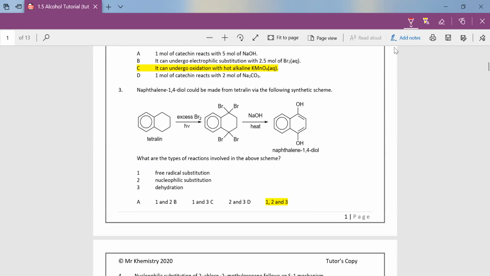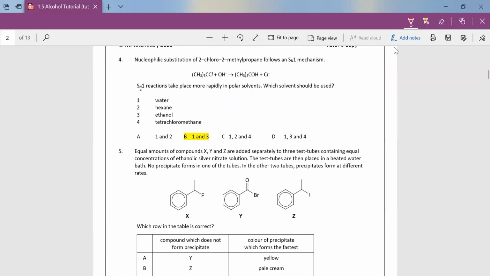Question 3: what are the types of reaction involved? All 3 types are present. The first step is free radical substitution. In the second step, you undergo dehydration and nucleophilic substitution at the same time. Because remember, there's an H here, so you can actually take out the HBr and then substitute the Br with OH.